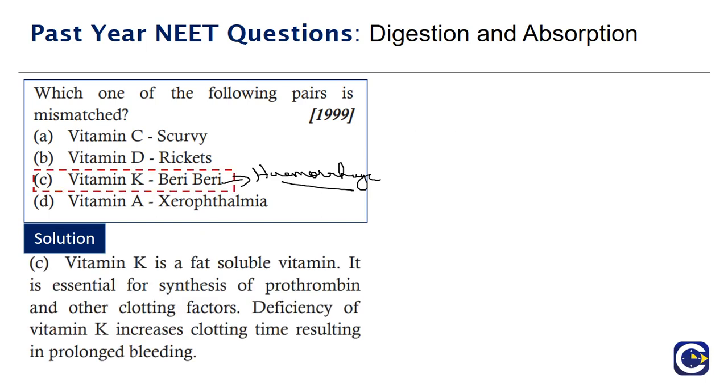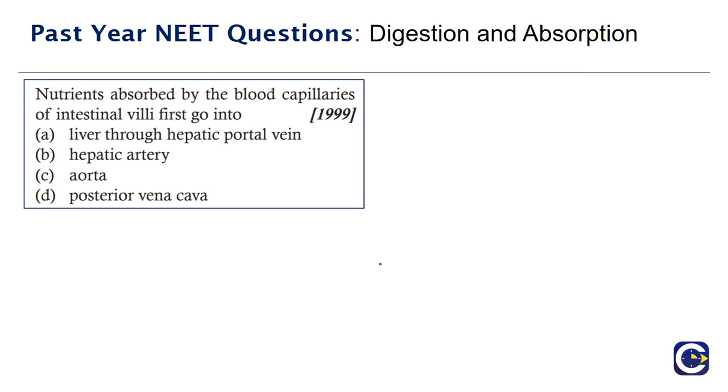So it's a fat soluble vitamin. It is essential for synthesis of prothrombin. Very important, synthesis of prothrombin and other clotting factors. Deficiency of vitamin K increases clotting time, resulting in prolonged bleeding. So moving on to the next question.